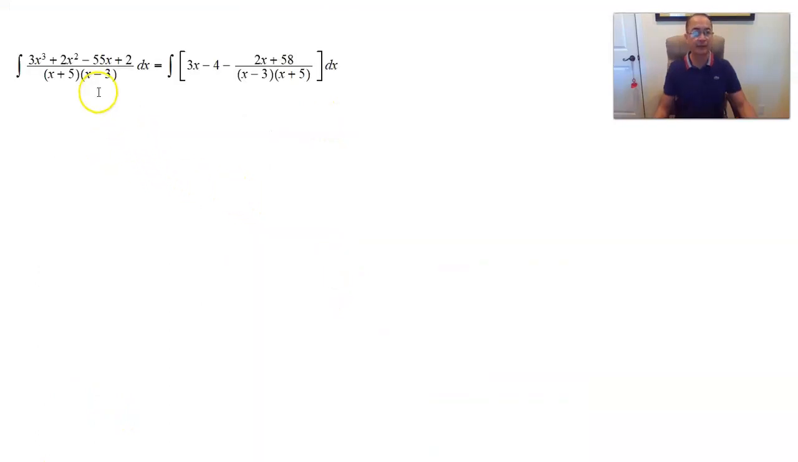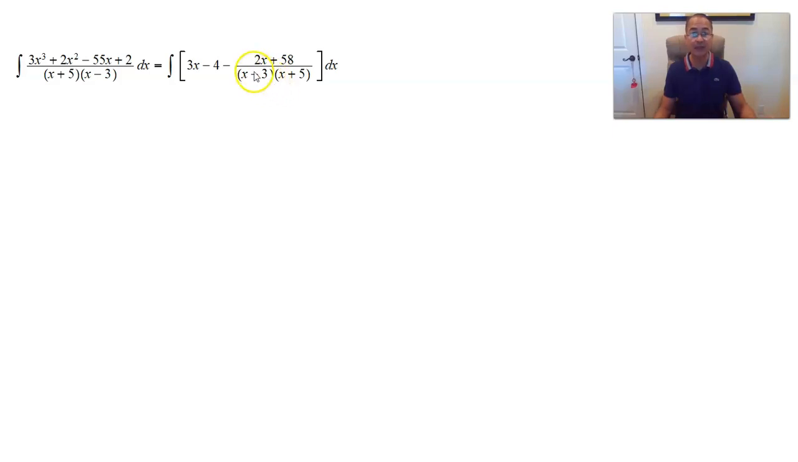All right, so here we go. This is our original problem. We already said that through the process of long division, this rational function can be rewritten as a simple linear polynomial, 3x minus 4, minus the remainder. So the remainder was minus 2x minus 58. We can take out the minus sign, sure. So that remainder still has to be divided by the original denominator, okay?